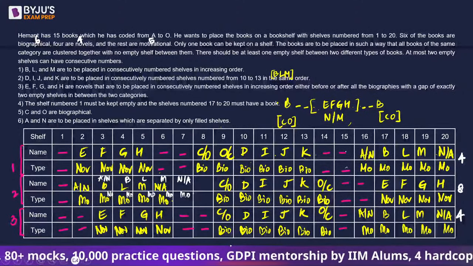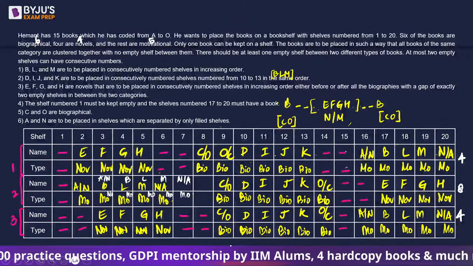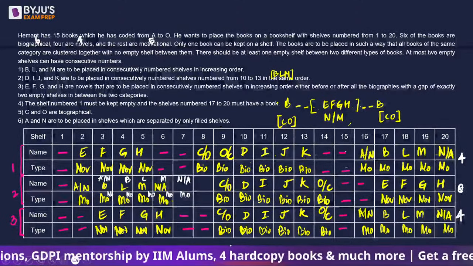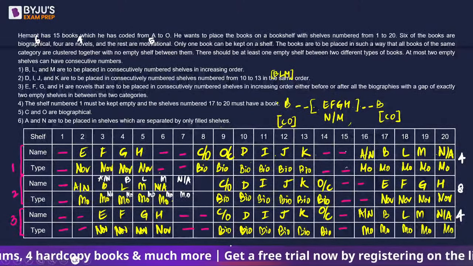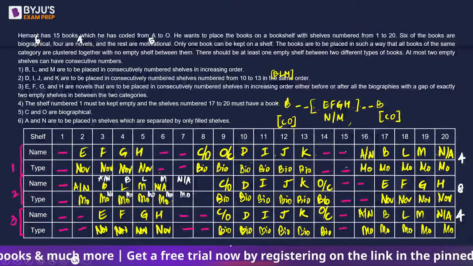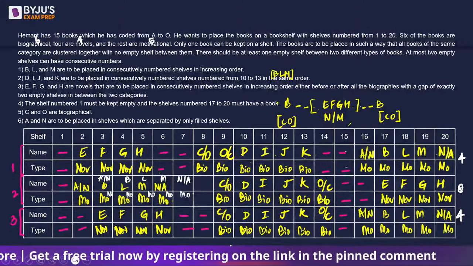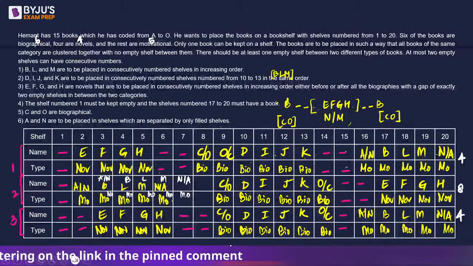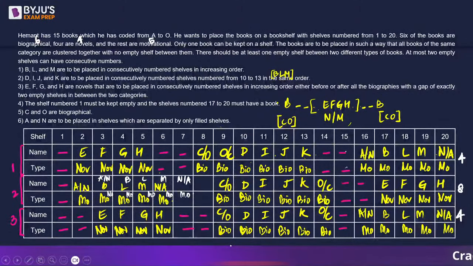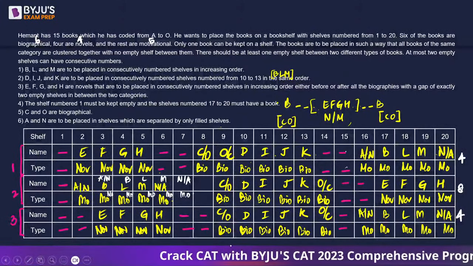The shelf number 1 must be kept empty, and the shelves numbered 17 to 20 must have a book. We have also done that. C and O are biographical. That's what we have already done. A and N are to be placed in shelves which are separated by only filled shelves. That also we have done. Let's now think. Does this 6th statement say A has to be before and N has to be later?